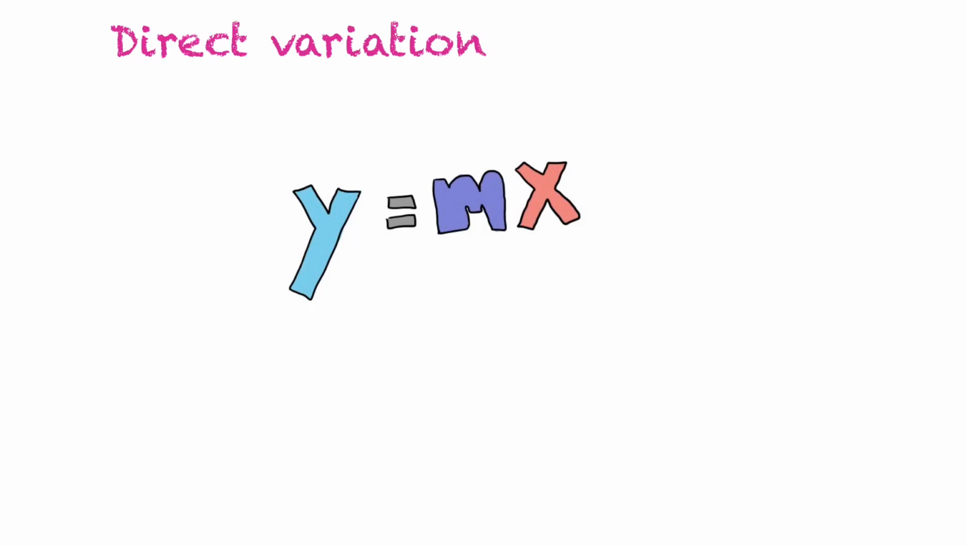So direct variation occurs when the ratio of the variables does not change. So in other words, when the dependent variable is a constant multiple of the independent variable. So this is how we algebraically can represent direct variation. Y equals mx. So a few things to note here. M is the slope. And this is also known as the rate of change.